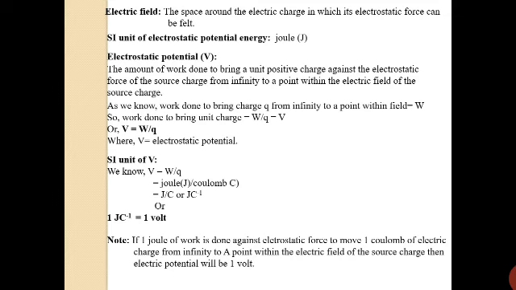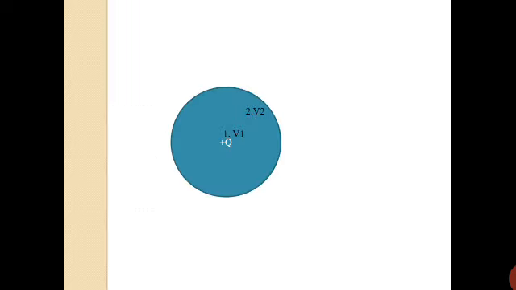And based on this the question may come, define SI unit of electric potential, and we know how to define such question. So the answer is given in the note. If 1 joule of work is done against electrostatic force to move 1 coulomb of electric charge from infinity to a point within the electric field of the source charge, then the electric potential will be 1 volt. So it is understood from the formula V is equal to W upon Q. So if W will be 1 joule and charge will be 1 coulomb, so 1 by 1 will be 1 volt, and based on this the definition is given. So this kind of question we have done before also. So I hope the electric potential is clear to you.